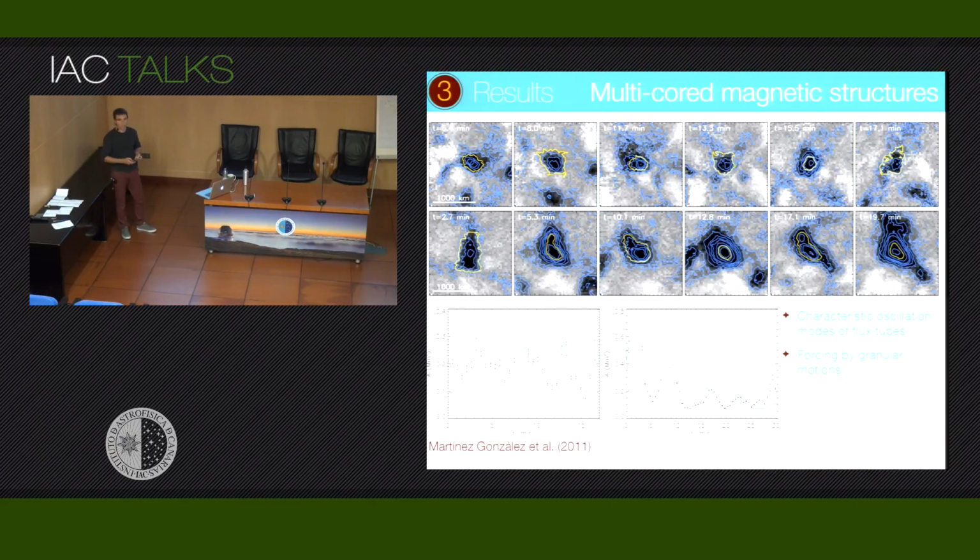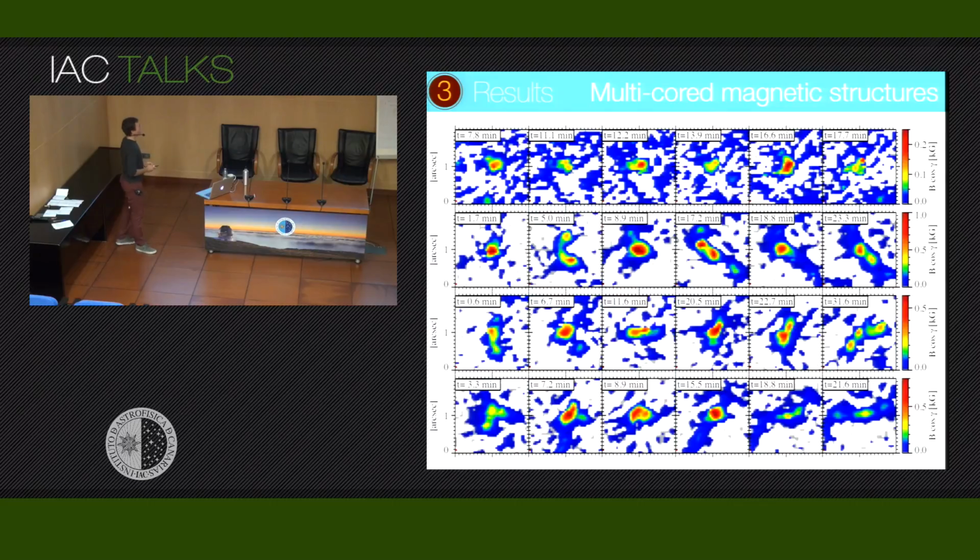Now we wonder if these structures have something to do with multi-core structures, because if they are related with multi-core structures, then we will support the second scenario, as we have seen that these multi-core structures are continuously being buffeted by surrounding granules. So we analyze the 4 structures again, and here I show the evolution of those 4 magnetic elements. In particular, I show the line-of-sight magnetic field component. And we find that they are indeed multi-core magnetic structures. So we conclude that those oscillations were also produced by the granular buffeting.